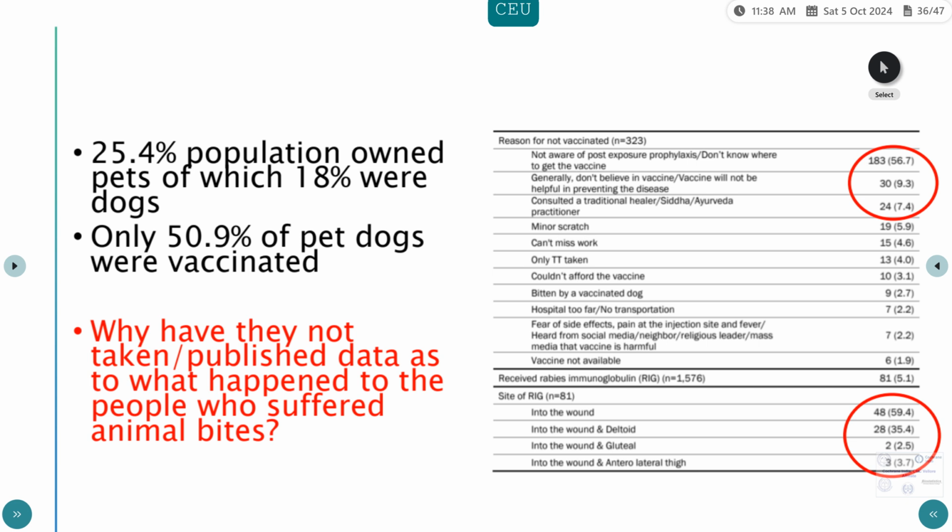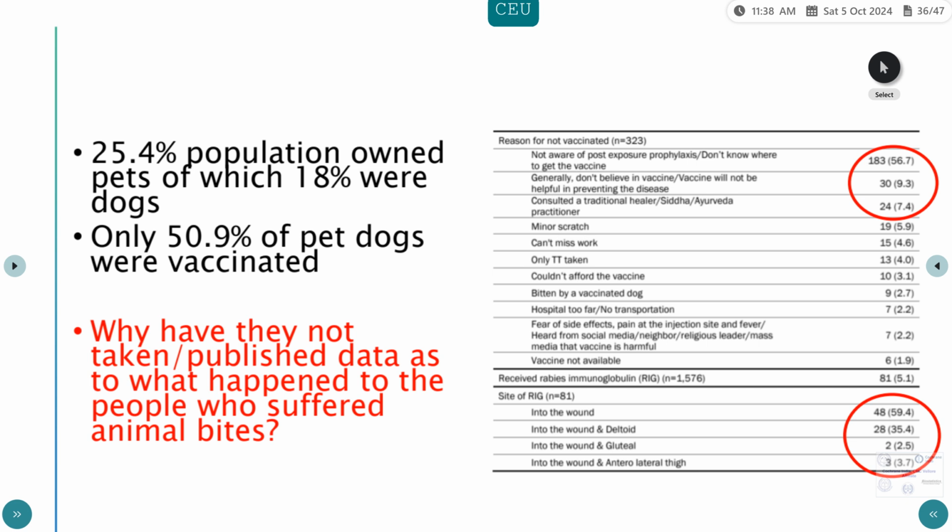When it came to rabies immunoglobulin, most of it was given into the wound. Around 60% was given only into the wound and not into any other areas. Coming to the dog side, I wanted to look at how many pet dogs were vaccinated. So only 51% of pet dogs were vaccinated, others were not vaccinated. And 25% of the population owned pets, out of which 18% were dogs.